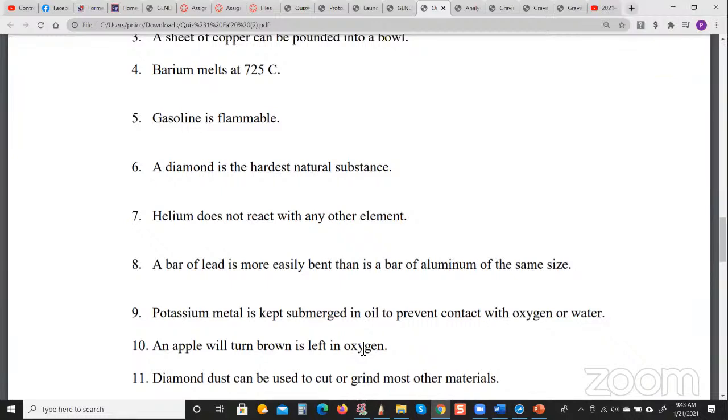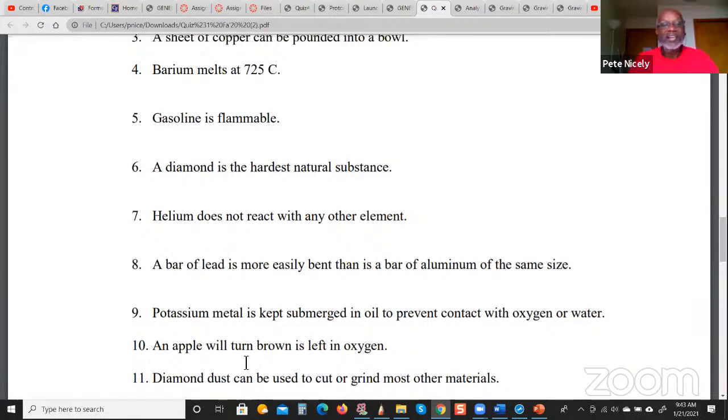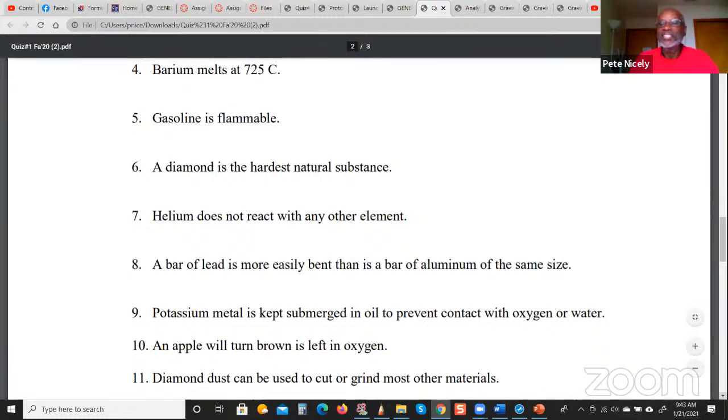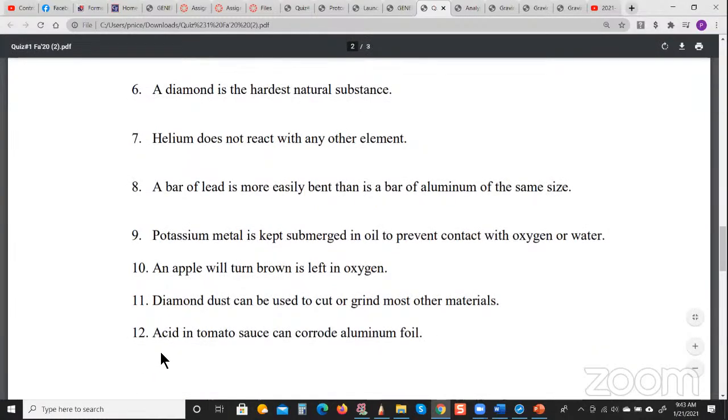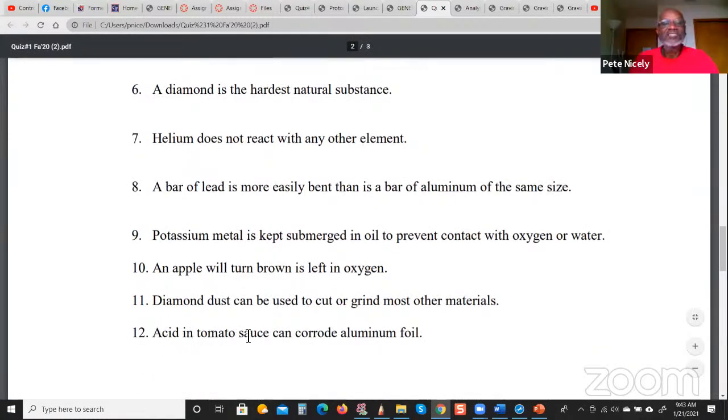Chemical, exactly. Diamond dust can be used to cut or grind most other materials. Physical, very good. Acid in tomato sauce, I'm sorry, acid in tomato sauce can corrode aluminum foil. Chemical, okay, very good.